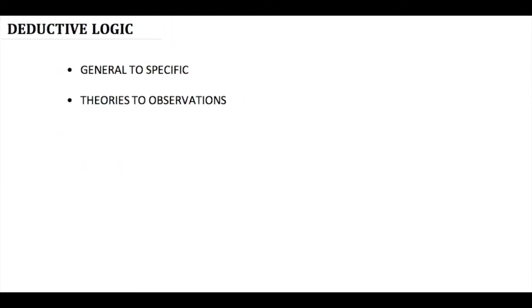Let's come to deductive logic first. In deductive logic, we move from general to specific. What this means is that we make certain general statements first, which are theory based statements, theoretical in nature and very general, and from them we make certain specific observations which apply in that particular situation. So we are moving from theories to specific observations. Let's take an example to understand this.